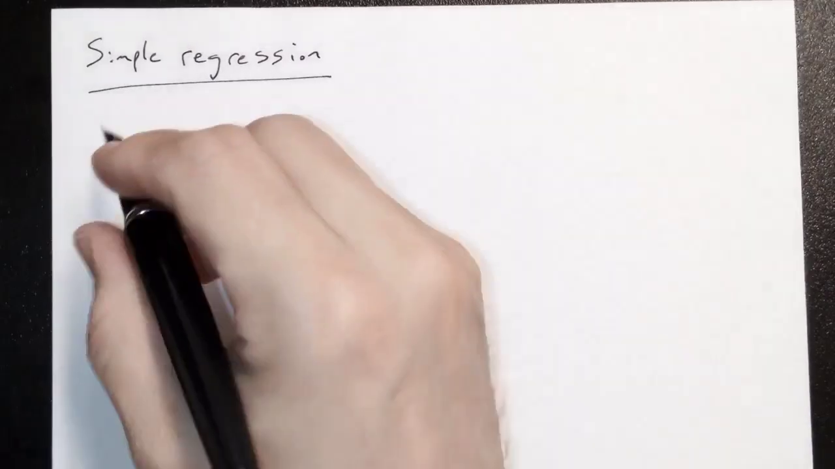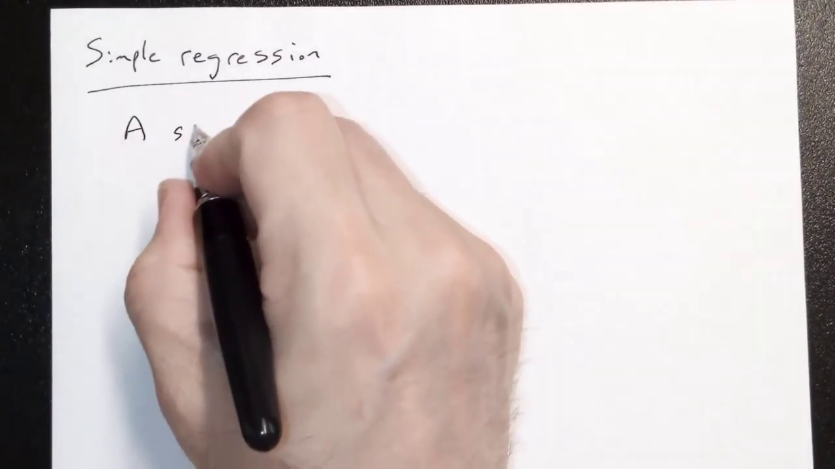So if I have two sets of data that are correlated, I want to create a model for how they relate. The idea of regression is to create that simple linear model.